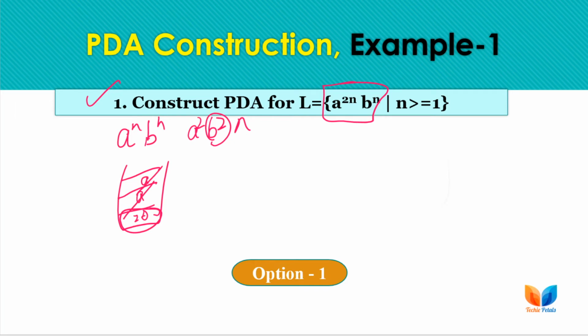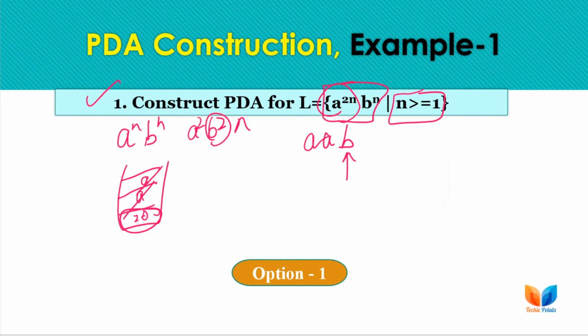But here the conditions are somewhat different: the number of A's is double the number of B's. Now how can we check this condition? If we push double the number of A's, how can we cancel out the half number of B's against them? This is the problem here. As the condition is n must be greater than or equal to 1, the minimum string will be two A's and a single B, because we must have one B, and if we have one B then we must have two A's. For such a question you may have various solutions.